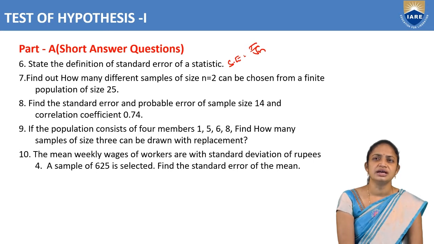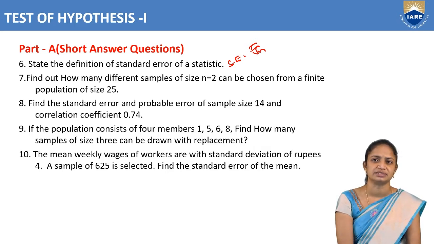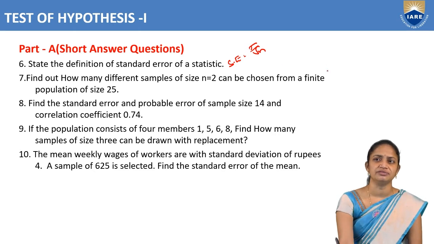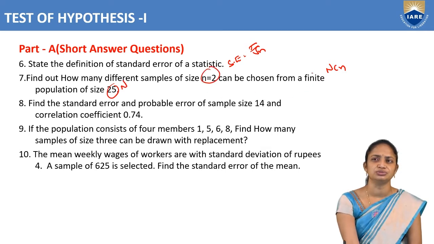Find out how many samples of size n equal to 2 can be chosen from the finite population. Finite population is nothing but without replacement. So in without replacement, we have to choose NCn, where this is the capital N value and this is the small n value. So in finite population, we have to choose NCn.